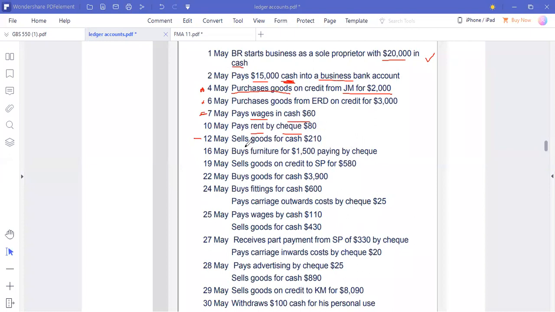Whenever we hear the term sold goods, that is sales. Bought goods, that is purchases. So here, sold goods for cash 210. Which two transactions are we looking at?